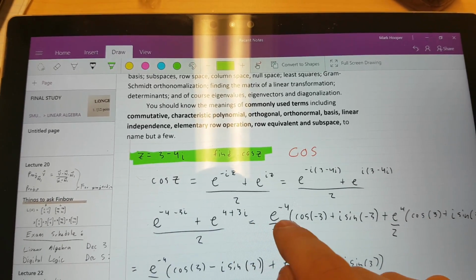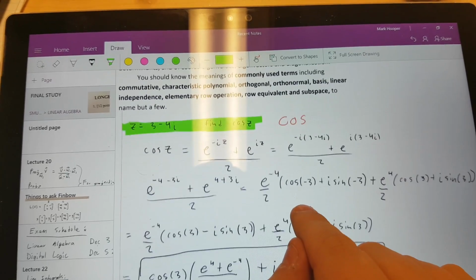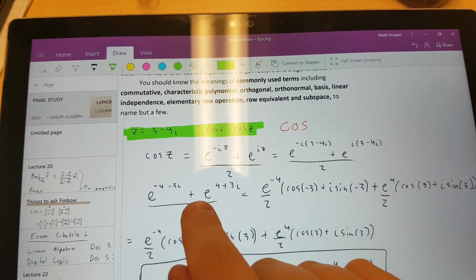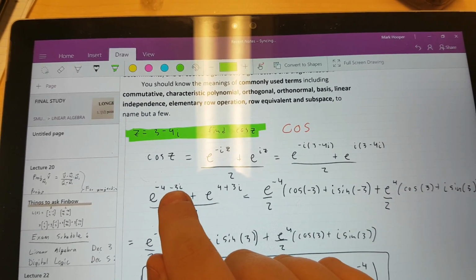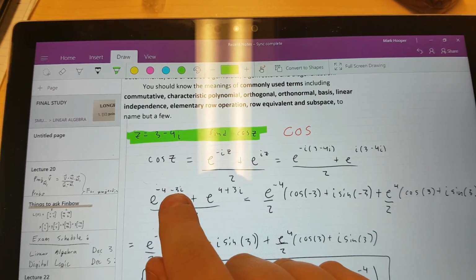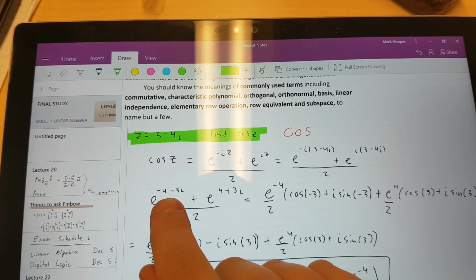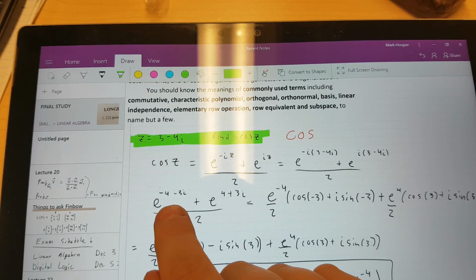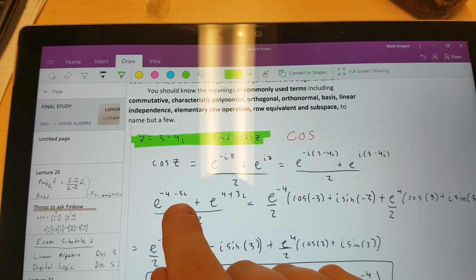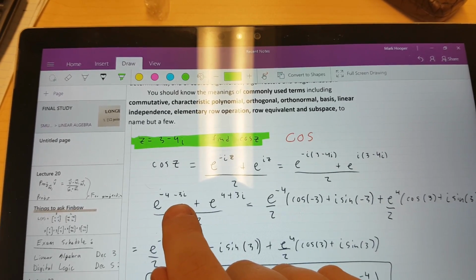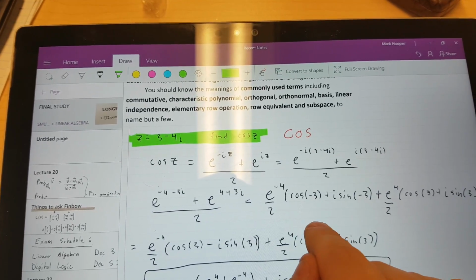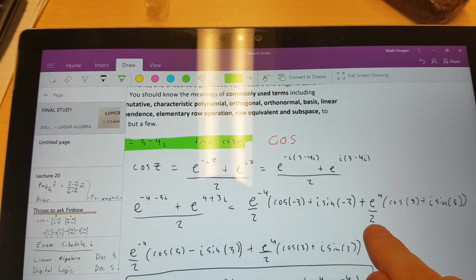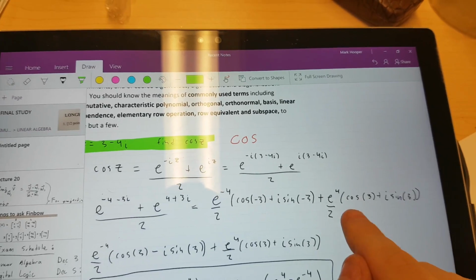Then, using Euler's identity, we're going to say that minus 3 is this angle, because this is the same thing as e to the minus 4 times e to the minus 3i, and you can rewrite e to the minus 3i as this. Same thing goes for this one here, except we got an angle of 3.